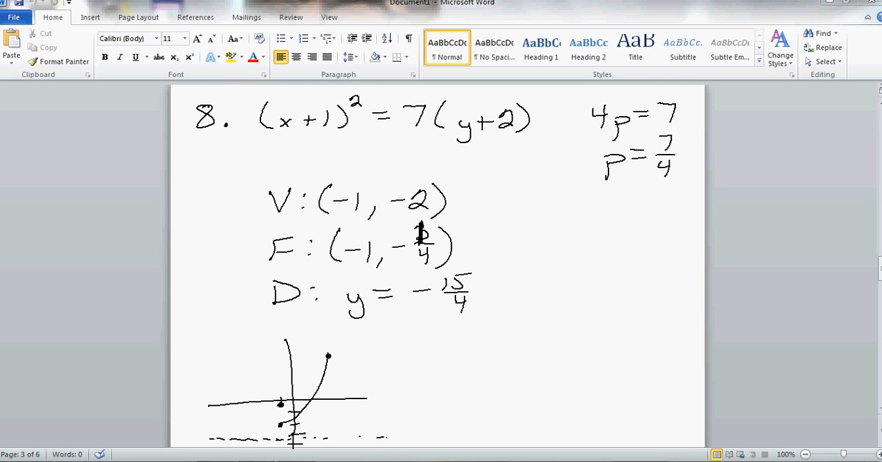And then just wrap the parabola around. And so that's what the graph for number 8 would look like. But I do want to see all this information so that you have shown me, yeah, this is what needs to happen.